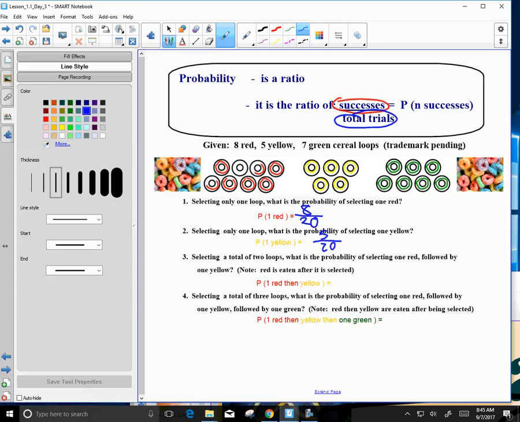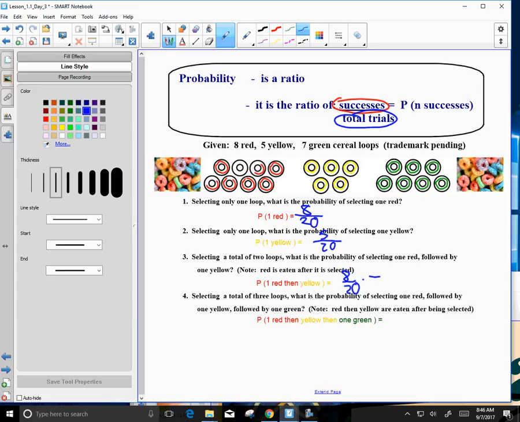Now we're looking at number 3 here. Now we're picking 2 Fruit Loops. Apparently we're really picky about our eating. I like to eat handfuls at a time, but somebody's picking them out one at a time. Of these 20, what are the chances of getting the first one to be red? Sure, 8 out of 20, and that's fine. You can simplify it.